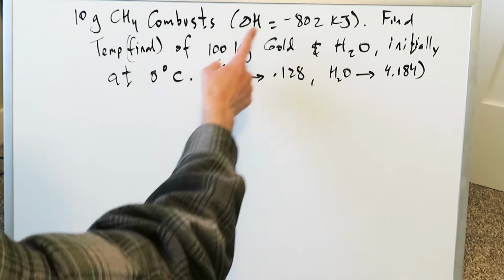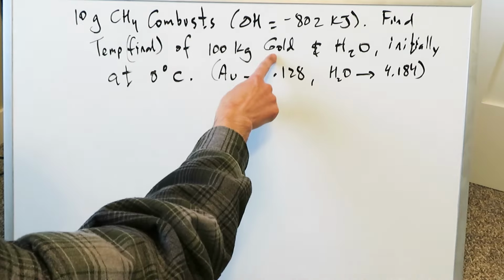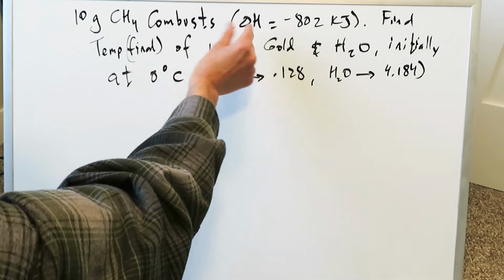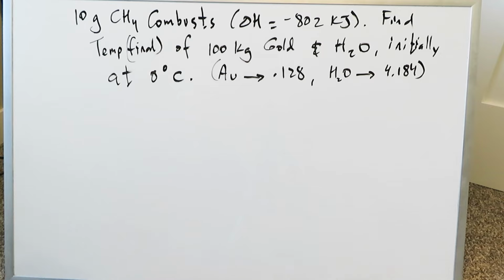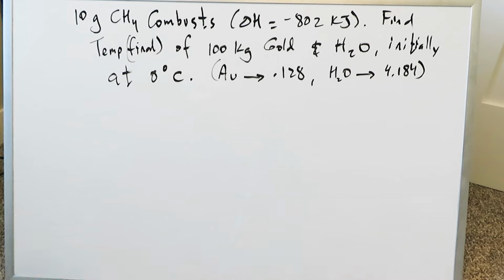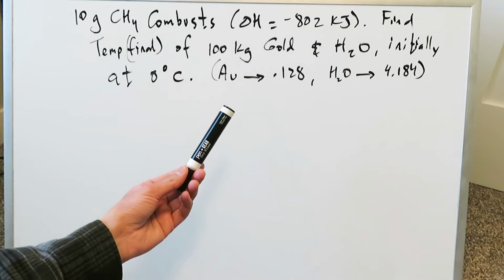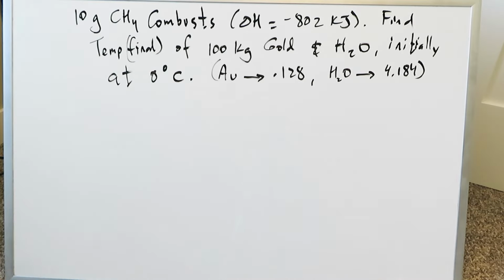And then this heat is going to be transferred to this other system which will heat up either gold or water. 100 kilograms of gold, 100 kilograms of water. That heat from that combustion reaction is being transferred to that, and we have to find the final temperature of that gold and the water, which were initially at 0 degrees Celsius. The specific heat capacities for gold and water are provided, 0.128 and 4.184.